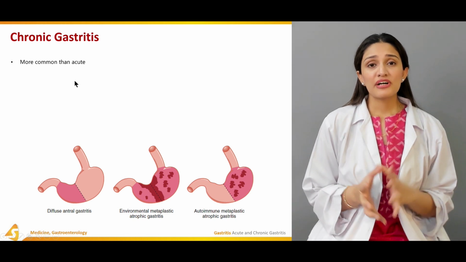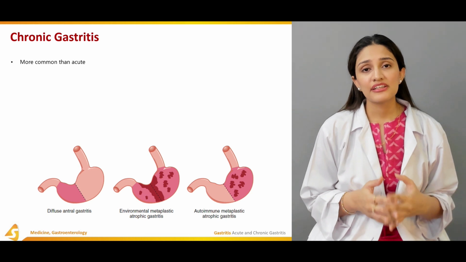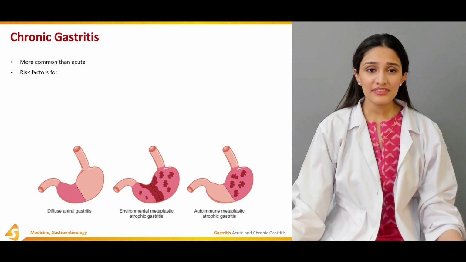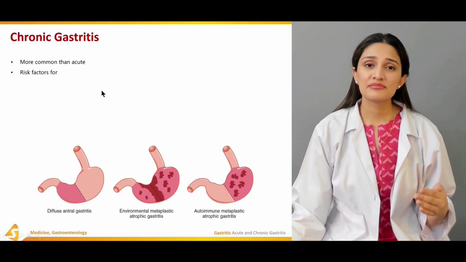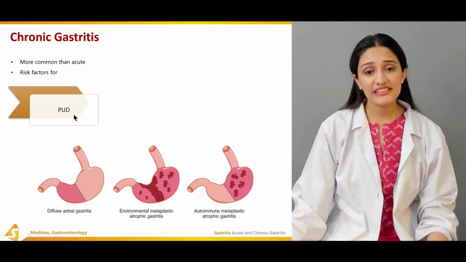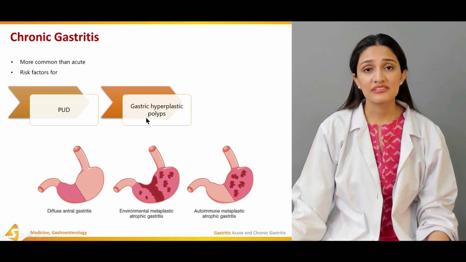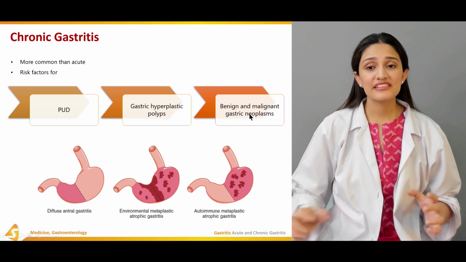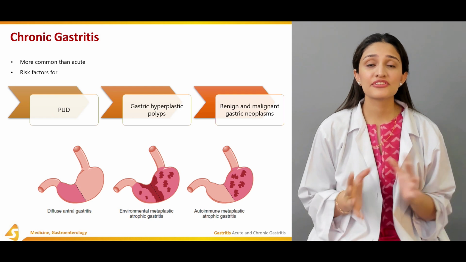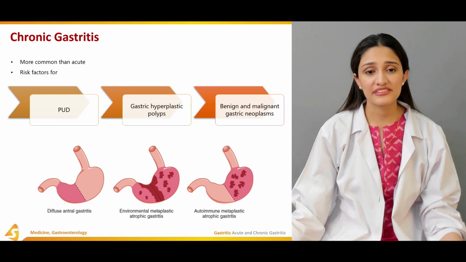Now if we talk about chronic gastritis, this is more common as compared to acute gastritis, as acute gastritis is more rare. It is usually occurring due to risk factors for peptic ulcer disease, gastric hyperplastic polyps, and the third is benign and malignant gastric neoplasms or cancers. So these are the risk factors for chronic gastritis.